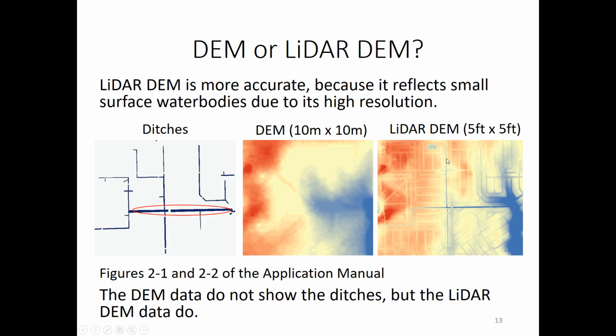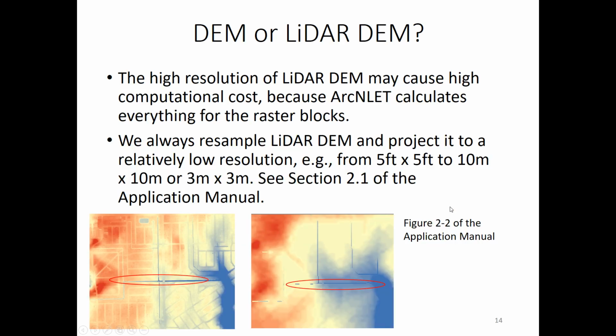You can see this LiDAR resolution is definitely better. You can tell immediately where the ditches are in this neighborhood. And then the high resolution may cost you high computational cost. Remember, we talked about how numerical simulation is to convert a continuous problem into a discrete problem, and then ArcNLET calculates nitrogen or everything essentially for the raster blocks.